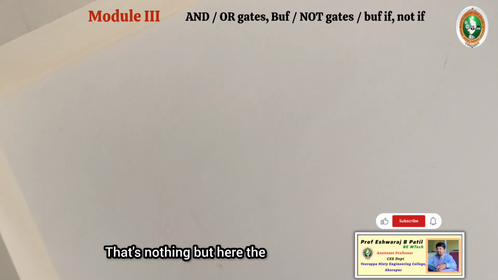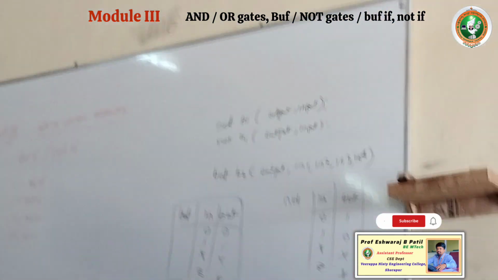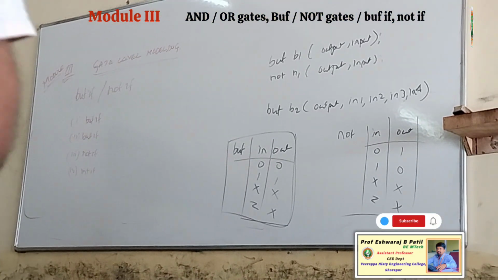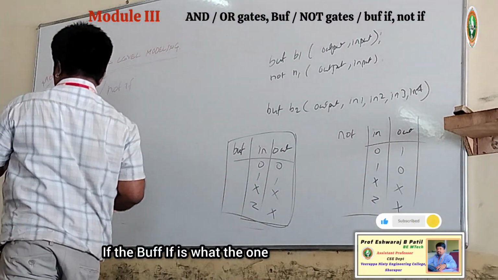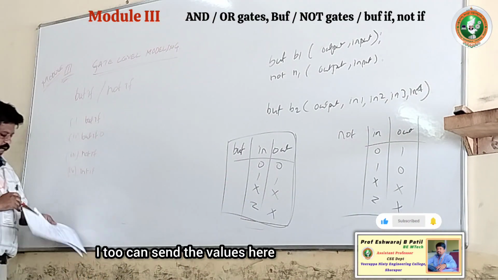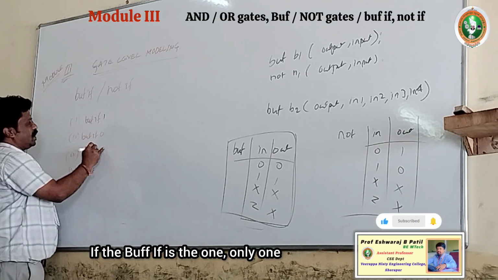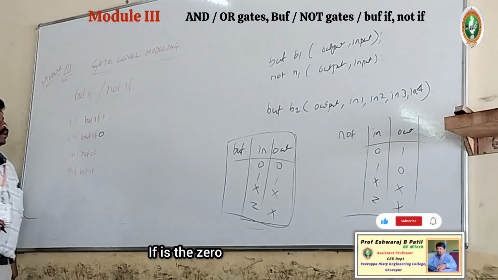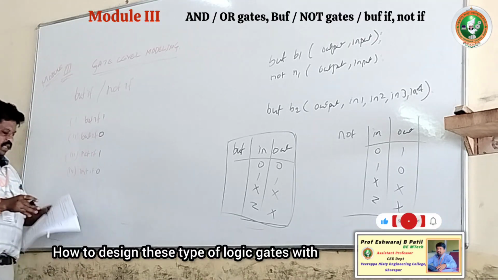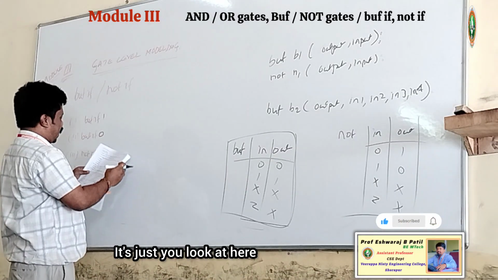Here I have the bufif. If the bufif control is 1, then it has to select. If it is 0, I can send the values here. Bufif1, bufif0, notif1, notif0. How to design these types of logic gates with the help of the buffer gate? Let's look here.